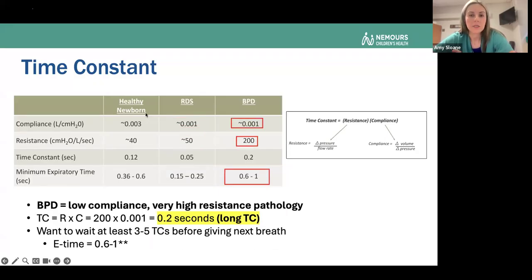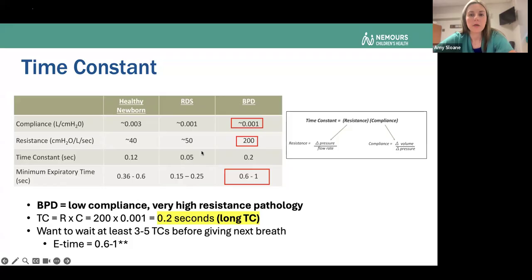In this next scenario, this is along with BPD, which is a low compliance and very high resistance pathology. So you're going to have a much larger time constant here, and that time constant is 0.2 seconds, which means that your expiratory time would be 3 to 5 times that, or 0.6 to 1 seconds. And I put a star by the 1 second time because in the next slide, I want to show you how an E time of 1 second would look like in real life for a baby with BPD.